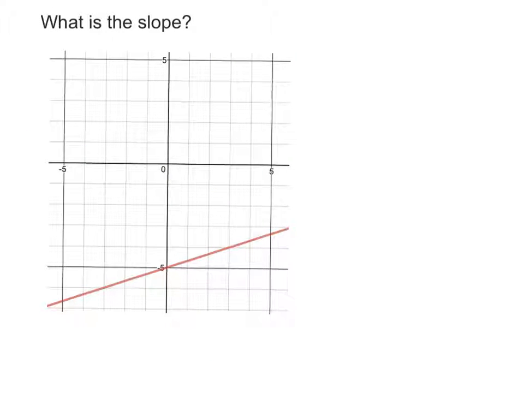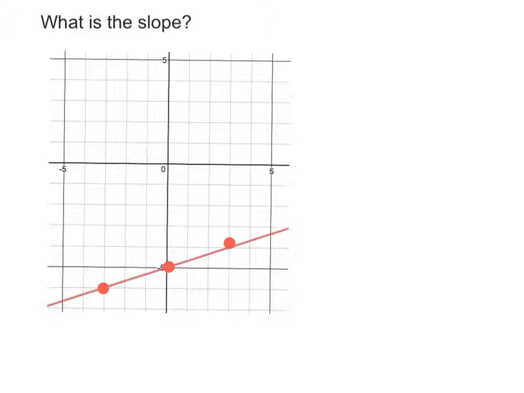To find the slope from a line, we need to find two points that are on the line so that we can rise and run. So we've got a couple options here. When we're looking for points, we want to make sure we find good clean points. So there's a good clean point at negative 3, negative 6, one at 0, negative 5, and one at positive 3, negative 3, sorry.